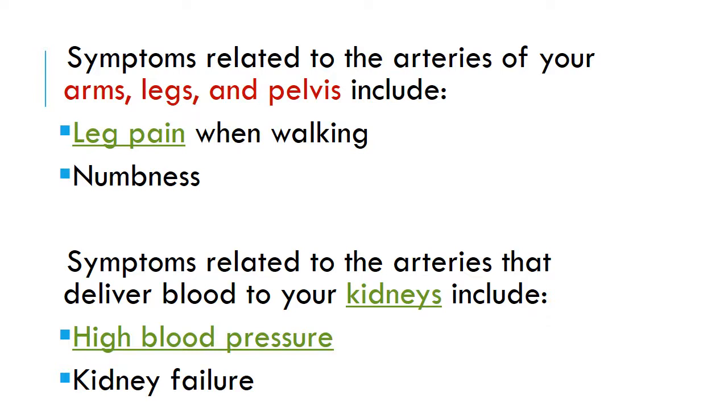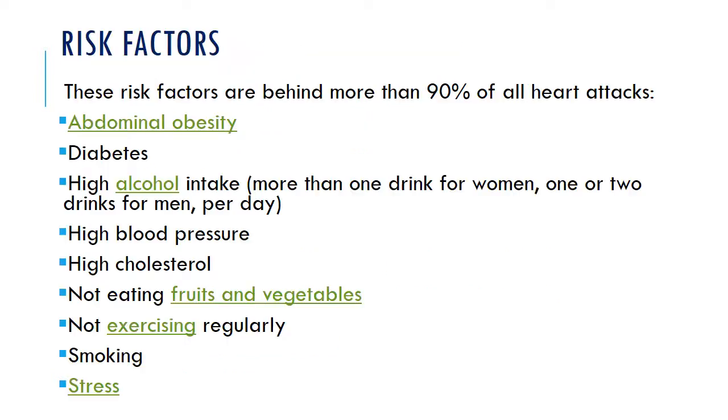Since the arteries are not able to supply an adequate amount of blood, when adequate circulation is not reaching that portion of the body, definitely the person is going to feel numbness. Now, the same thing, if it affects your kidneys, then what happens? There's going to be high blood pressure, and eventually, as the disease progresses, the person is going to experience the condition called kidney failure.